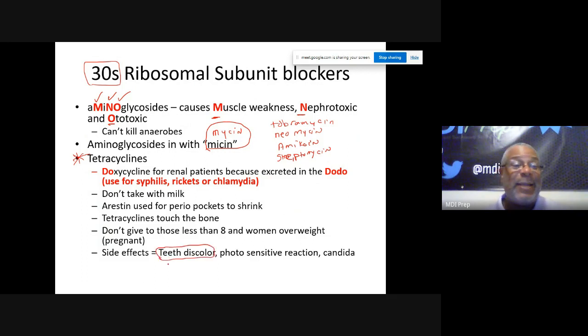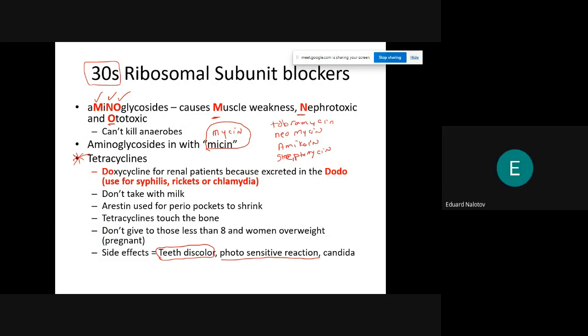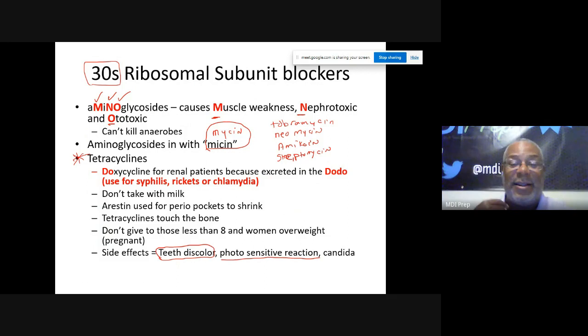Now, the other thing with tetracycline is you can have what we call photosensitivity reactions, like a rash. Have you ever heard when they say if you're taking tetracycline, don't go out into the sun? It's because of the photosensitivity reaction that you can get from the tetracycline. Keep in mind, there's very few instances where you would even think about using tetracycline, right?